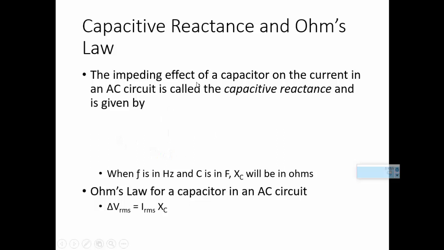The impeding effect of a capacitor on the current in an AC circuit is called the capacitive reactance, and it's given by XC. Guys, I didn't put here what it is given by. I thought I'd written it down, but I mistakenly removed it. We can't see the XC here, so I'll fix it.